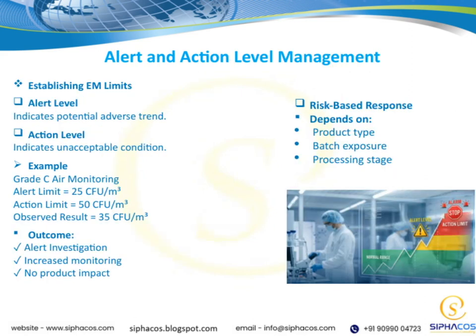When we talk about a risk-based response, it really depends on a few key factors, like the type of product, how much of the batch is exposed, and where we are in the processing stage. Managing alert and action levels is crucial here. An alert level signals a possible negative trend, while an action level means conditions are unacceptable and need immediate attention. For example, in grade C air monitoring, if the alert limit is 25 CFU per cubic meter and the action limit is 50, an observed result of 35 triggers an alert investigation and increased monitoring, but no product impact.